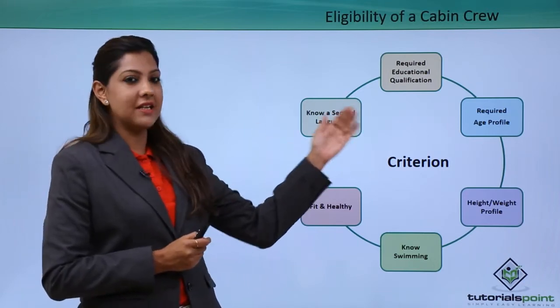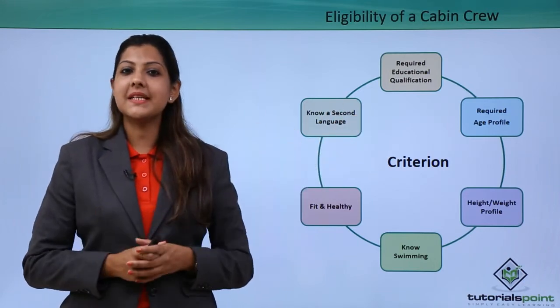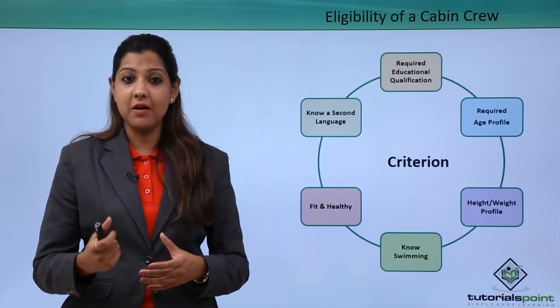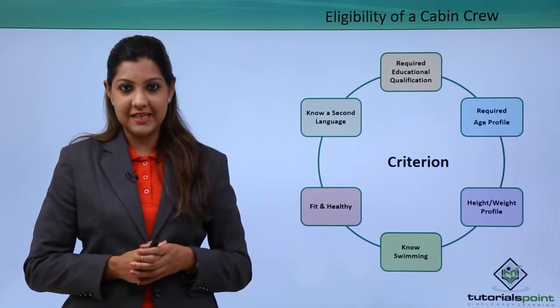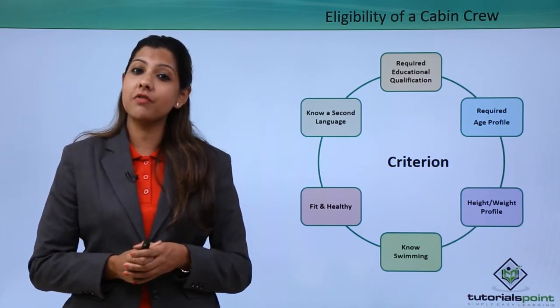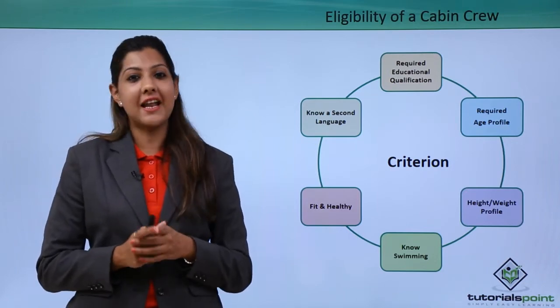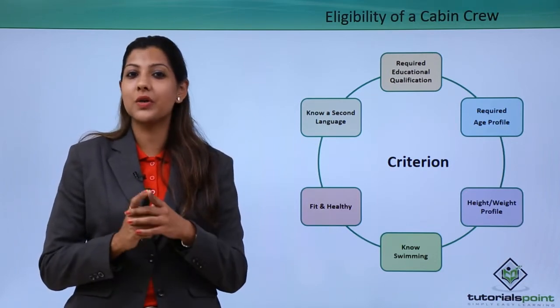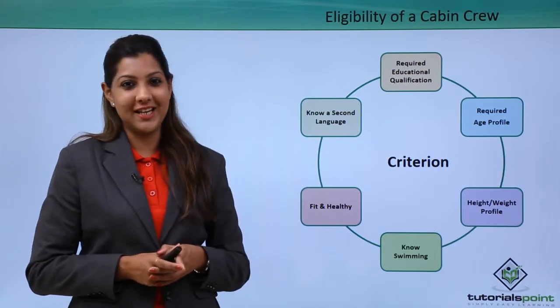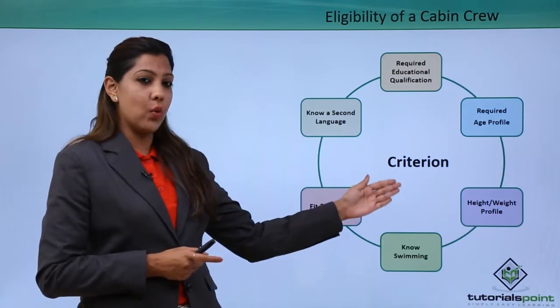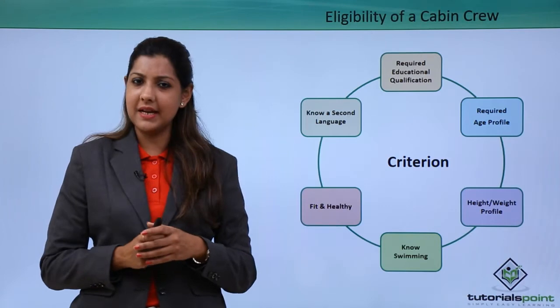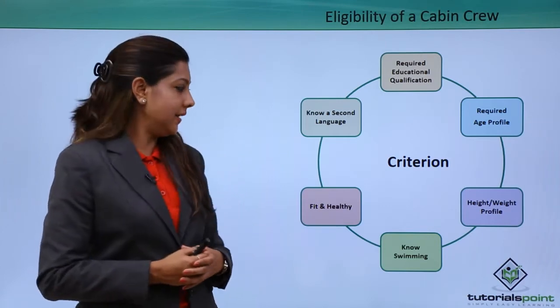You need to have a certain age profile. Well, for domestic airlines, if you are 18 years and above, you can qualify to become a flight attendant. However, for international flights, they look for 21 years and above. So if you are less than 21, you cannot fly for an international airline. There are certain weight and height requirements, and that depends from airline to airline.